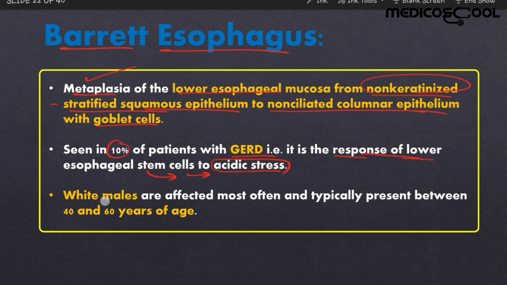It is mostly seen in white males, and they are typically present in old people, at the age of about 40 to 60 years.